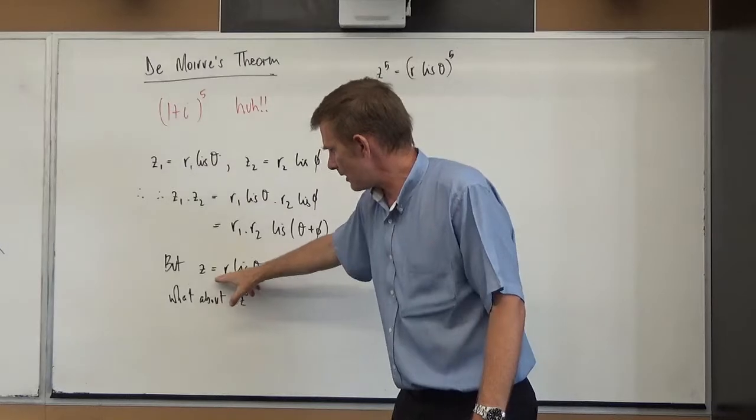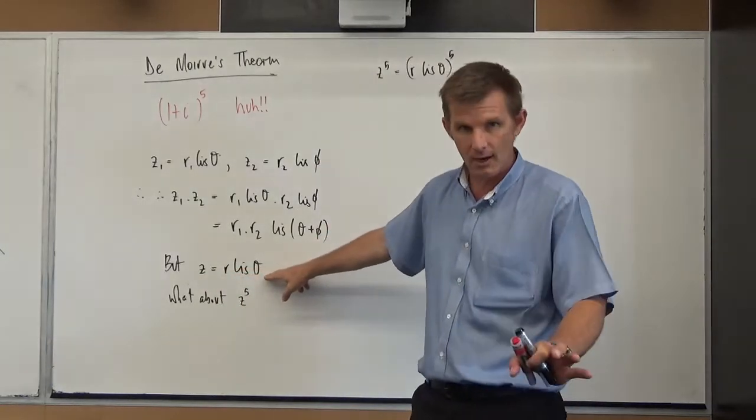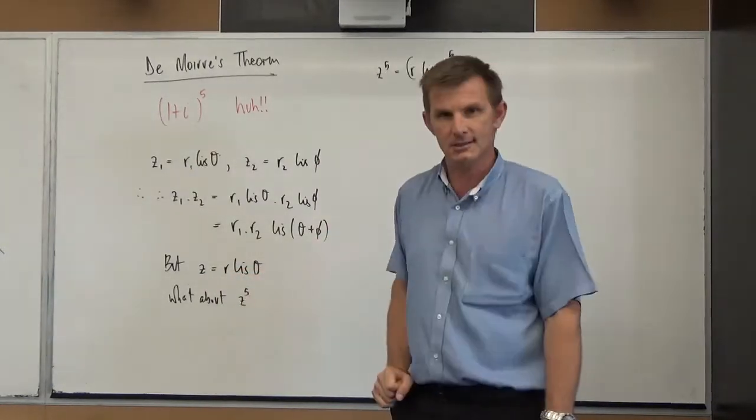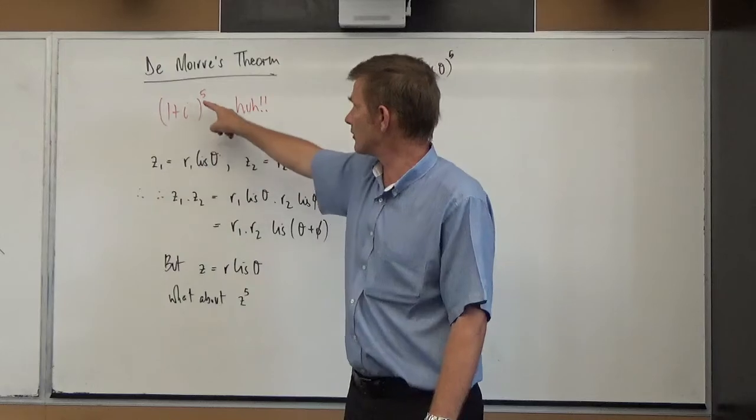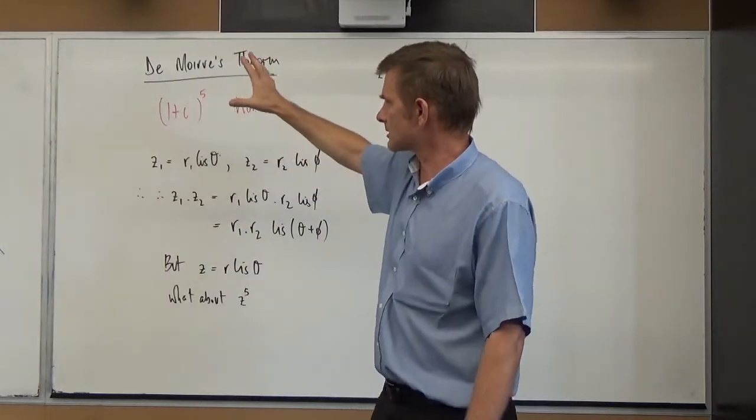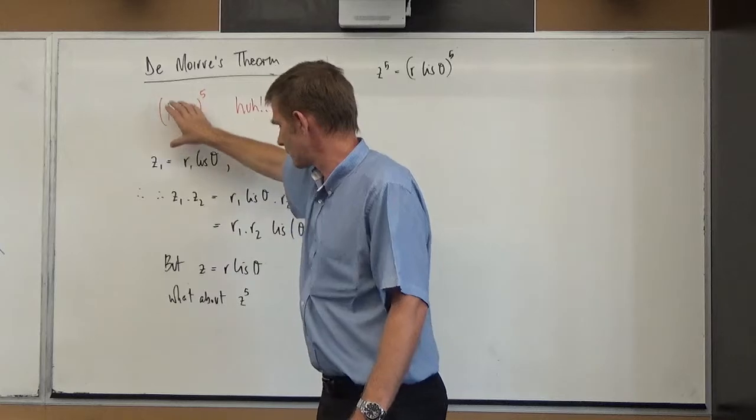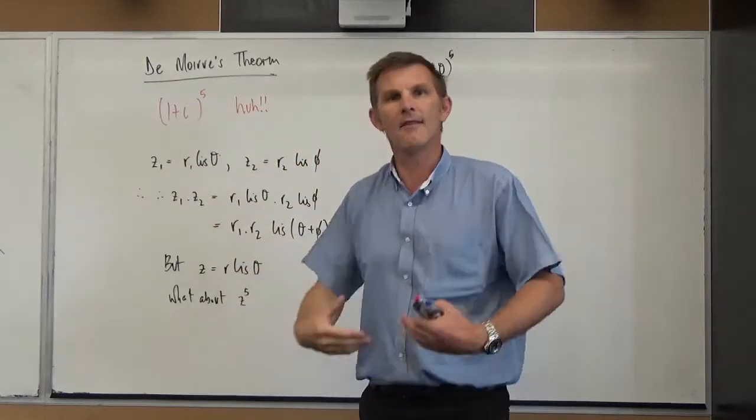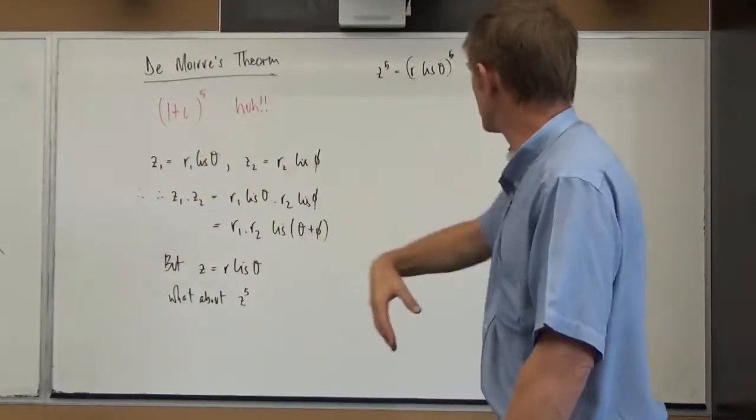So if we had z equal to r cis theta, our standard one, and we wanted to work out z to the power of 5, notice I'm using the same idea here. Wouldn't it make sense to be able to convert this into cis format and then do something with that? Let's see where we go.